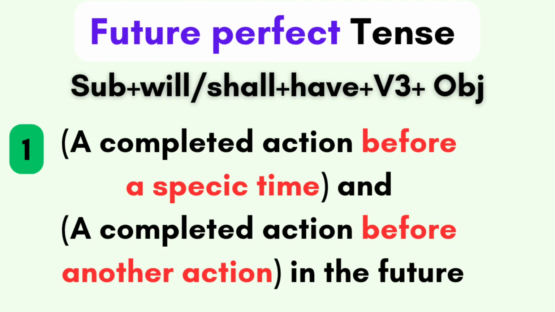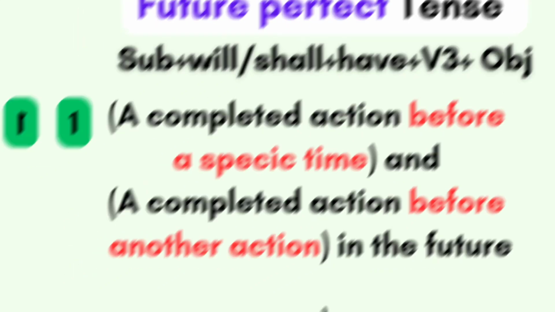We will see at least 12 to 13 examples to understand the concept. Whenever I want to explain any concept, I take examples, right? If you don't understand the definition of the use case of anything, you just go through the examples. Examples help everyone to understand the concept. Remember, a completed action in the future before a specific time or before another action. Let's see examples one by one, okay?